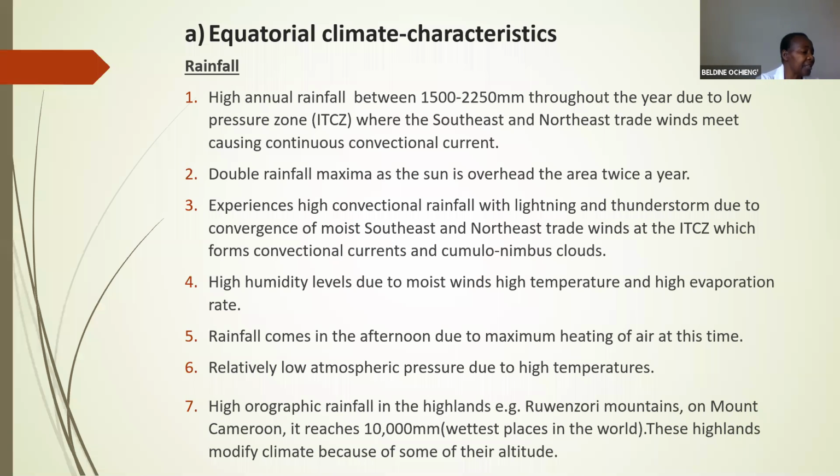high orographic rainfall in the highlands, like Rwenzori Mountains, on Mount Cameroon. It reaches that high, 10,000, is not a mistake, 10,000 millimeters. And they say this is one of the wettest places in the world, Mount Cameroon, 10,000. We've been hearing of up to 3,000. Now, this is an extreme case, one of the wettest places in the world. These highlands modify climate because of their altitude. The higher you go, the cooler it becomes.